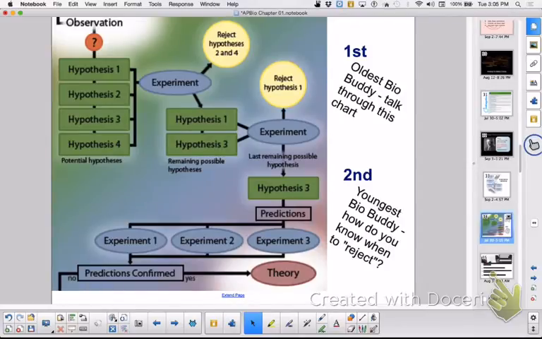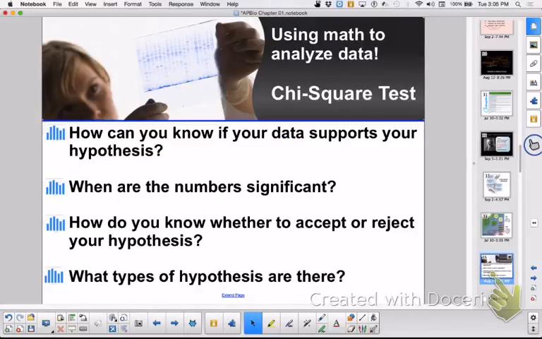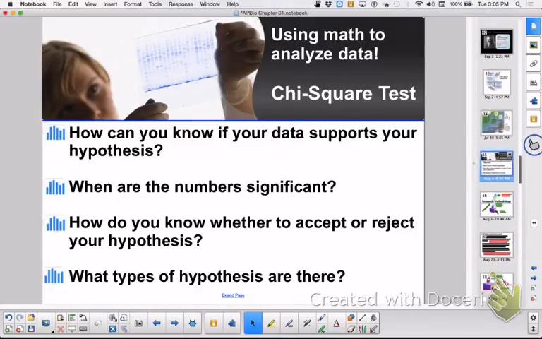Good job. Because these are the things right here we're trying to find out. How do we know if it supports our hypothesis? And when are the numbers significant? We're doing a new lab, and I'm running some numbers over here, and I'm going to tell you right now, I do not think they're significant numbers, which is bad. But it worked sometimes and sometimes not. Yay, science! And then that'll help us to know whether to accept or reject our hypothesis.